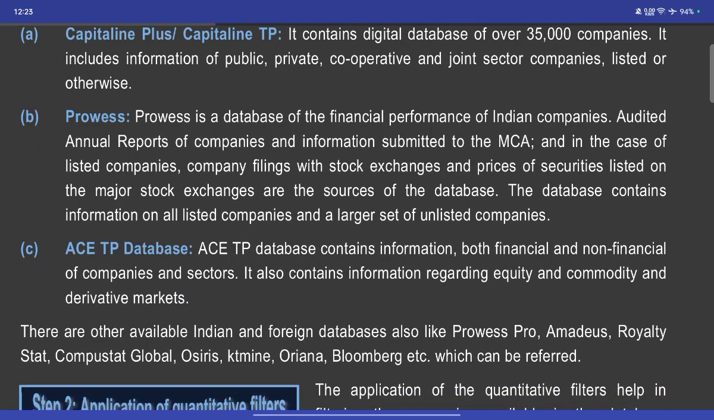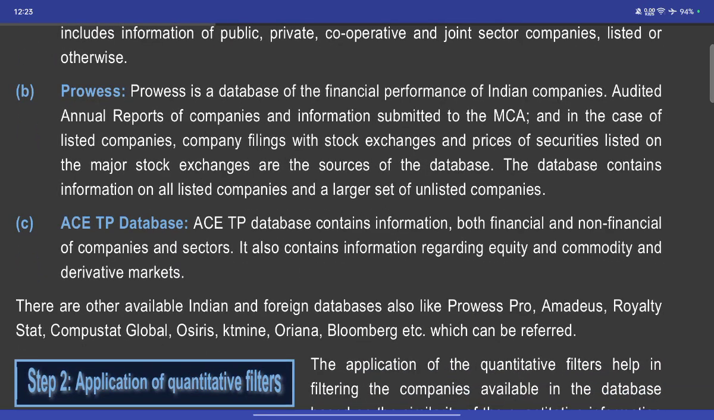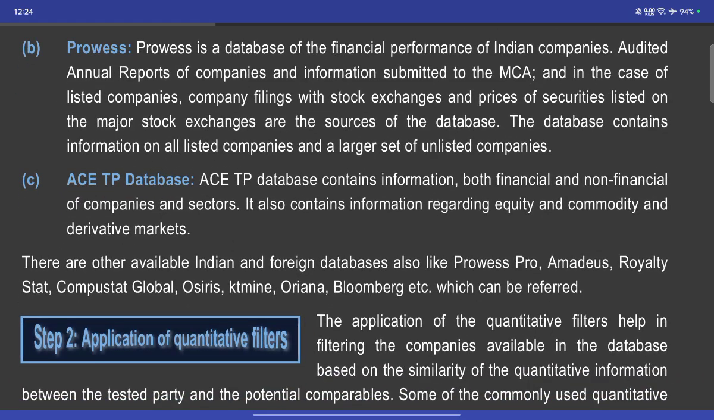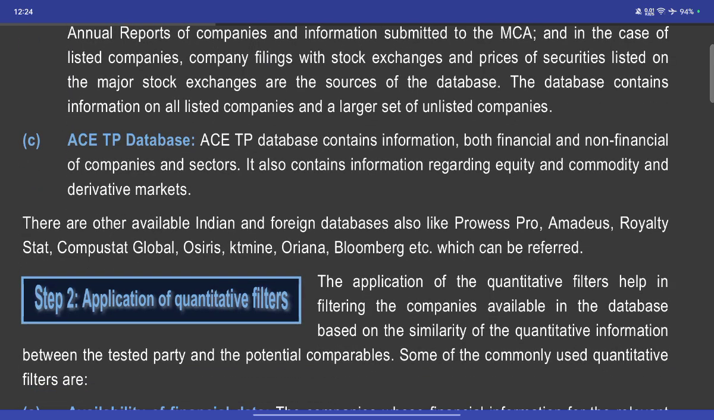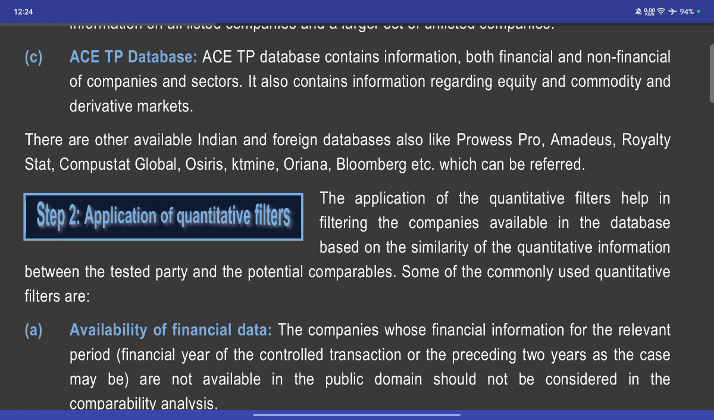In the case of Asian companies, filings with stock exchanges and prices of securities listed on the major stock exchanges are sources of database. This database contains information on all listed companies and the largest set of unlisted companies. The ACETP database contains both financial and non-financial company sector information. This also contains information regarding equities and commodities and descriptive markets.